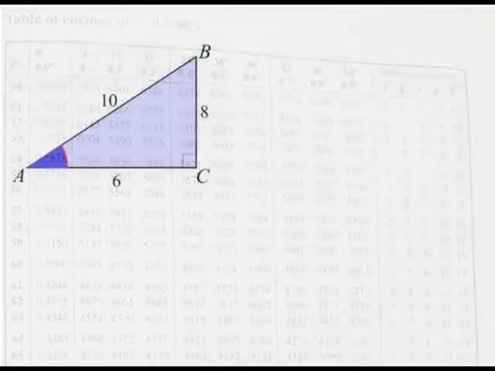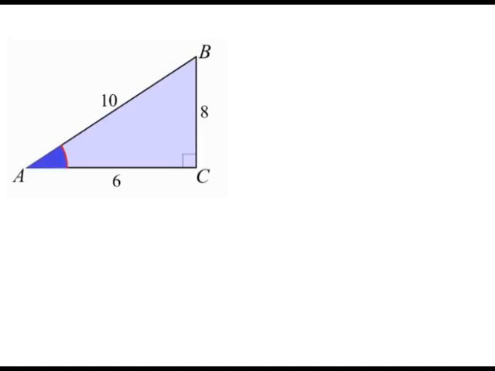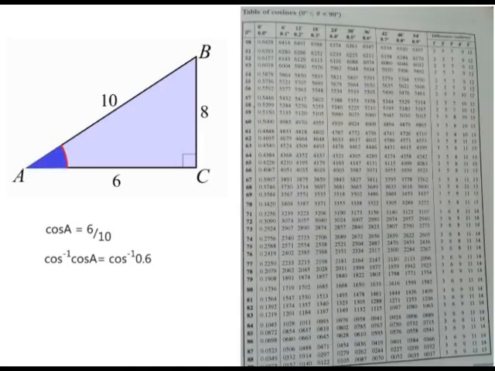Back to our triangle, we find the angles using cosines now. For A, cos A is equal to adjacent over hypotenuse, 6 over 10, and that gives us 0.6. And so cos A is equal to 0.6. Cos inverse of cos A is equal to the cos inverse of 0.6. A is equal to, we go to the tables. 0.6 is not there. The nearest small number is 0.5990. This is the cosine of 52 degrees and 12 minutes.